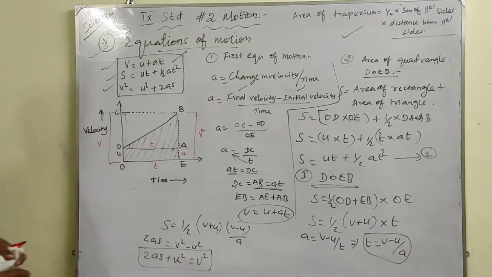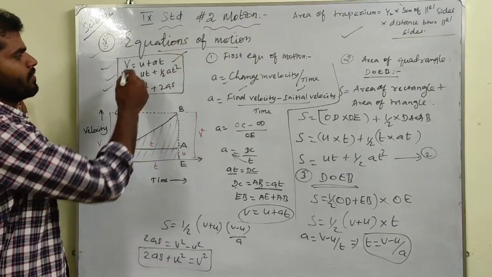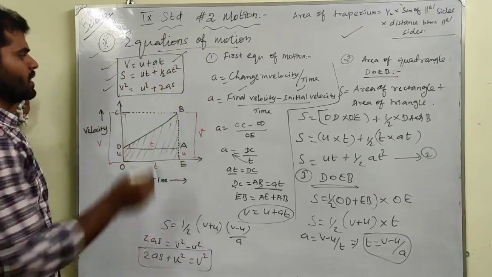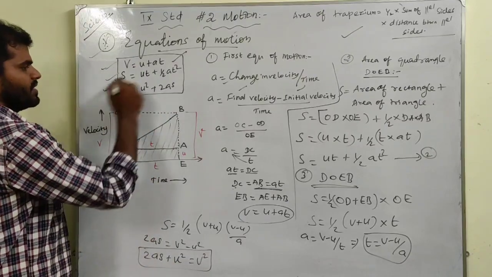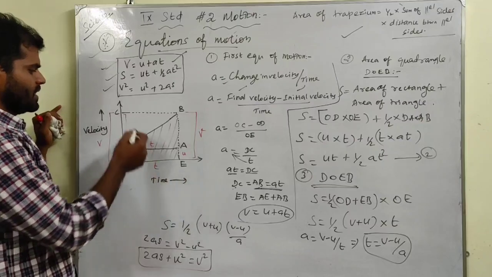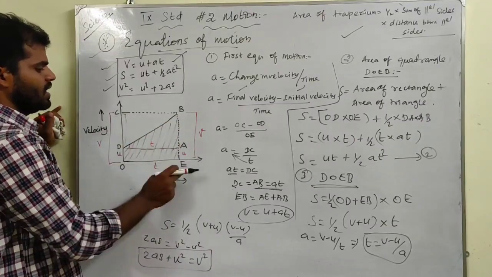The final formula. So it's very simple. That is the equations of motion: v = u + at, s = ut + ½at², v² = u² + 2as, that we have to derive. First we have to take the graph, then the points should be marked, that is A, B, C, D, E.